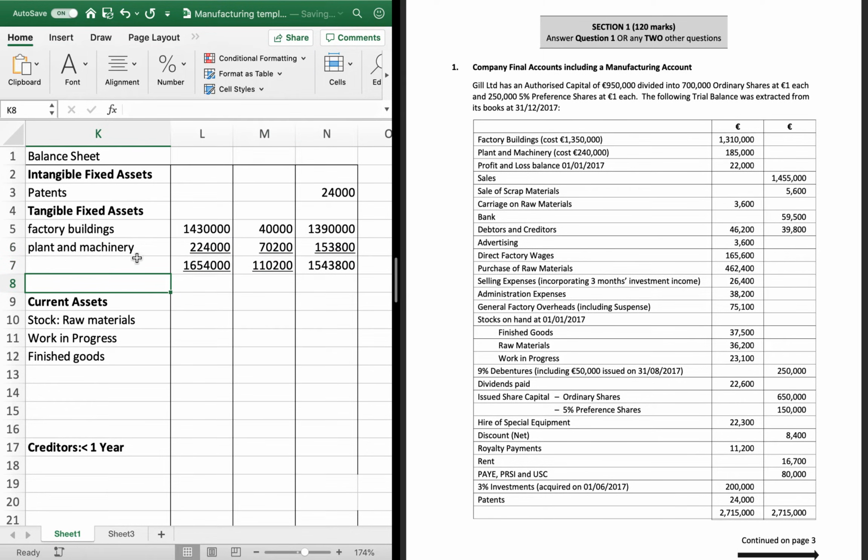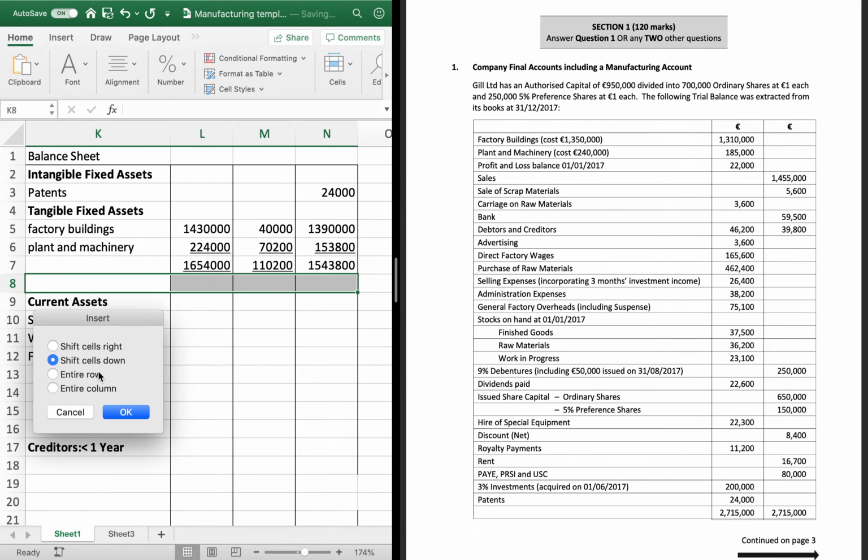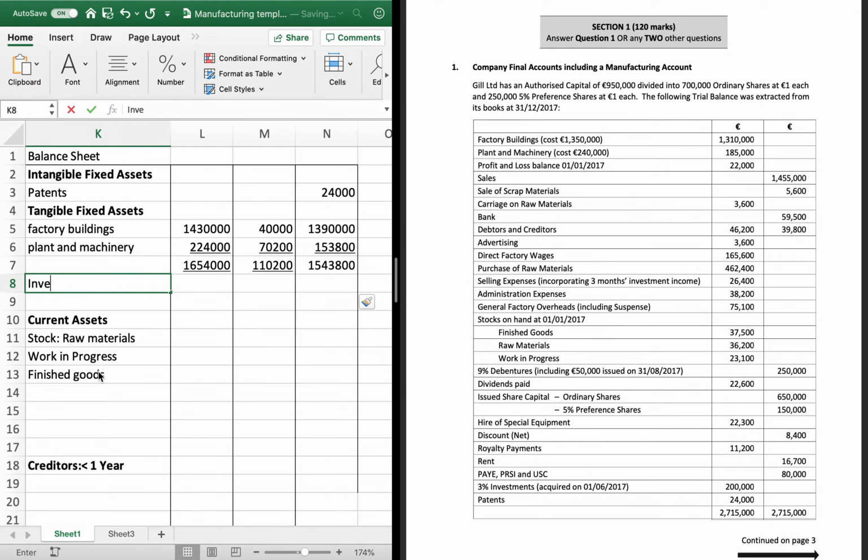Now, there's one more asset: investments. So 3% investments, 200,000. So our total fixed assets are the 200,000, the 1,543,800, and the 24,000. We'll add them all together, which is 1,767,800.